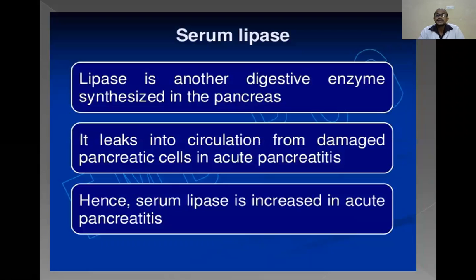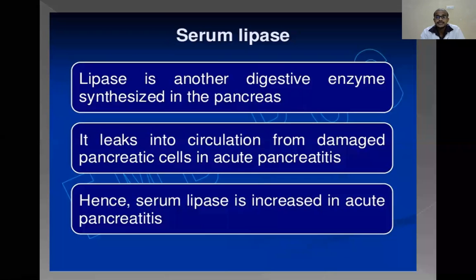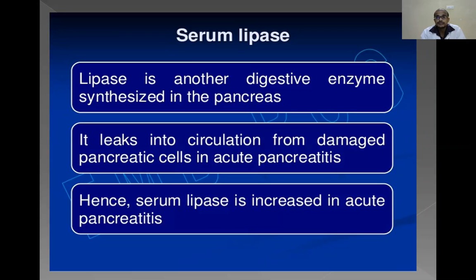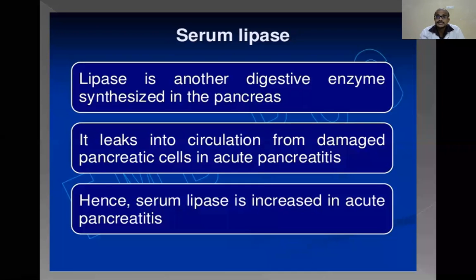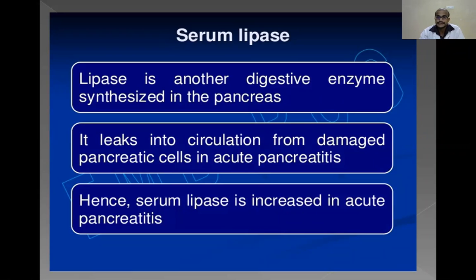And coming to the serum lipase, it is another digestive enzyme found in the pancreas. It leaks into circulation from damaged pancreatic cells in acute pancreatitis, and serum lipase is also increased in acute pancreatitis. Okay. But one thing you have to remember here is amylase can be secreted from other organs apart from pancreas, but lipase is secreted in pancreas only. It is more specific for pancreas. Estimation of lipase is more specific for pancreas, and estimation of amylase is more sensitive for the pancreatitis.